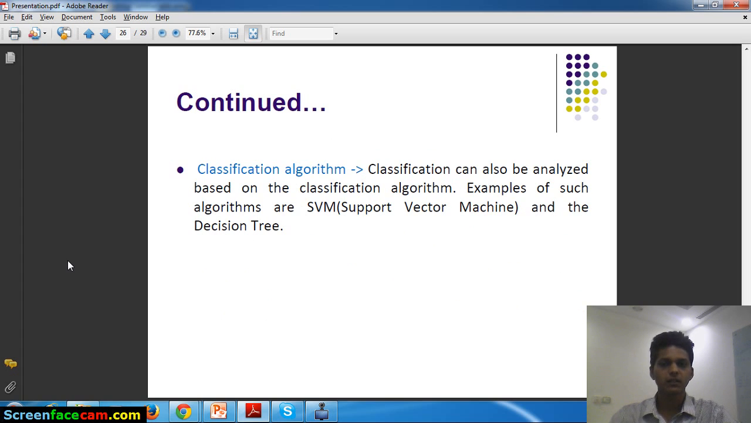Okay, the other way is using a classification algorithm. Classification can be analyzed based on the classification algorithm, as in the case of support vector machine or decision trees.